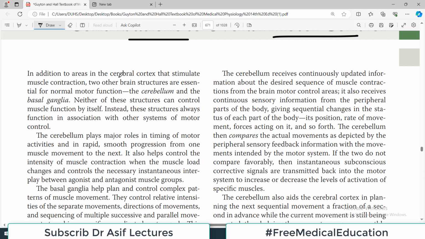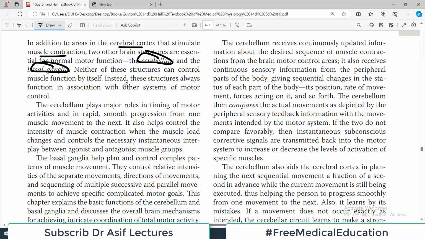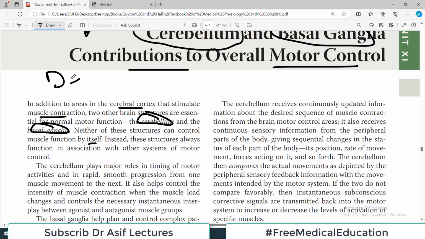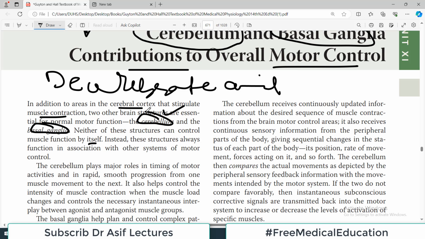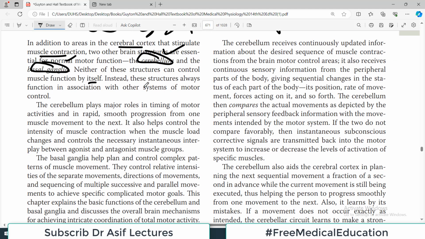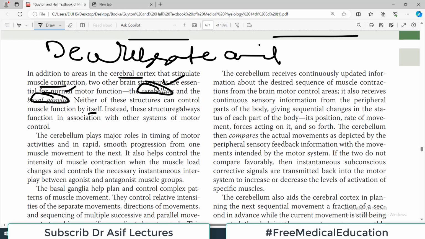In addition to the areas in the cerebral cortex that stimulate muscle contraction, two other brain structures are essential for normal motor activity, and these two important organs are the cerebellum as well as the basal ganglia. Neither of these structures can control muscle function by themselves, so they are accessory, associated motor areas. But if you remove the cerebral cortex alone, in decerebrate animals, then even with the cerebellum and basal ganglia present, the movements of the animal's body cannot happen properly. So it all works in concert. The cerebral cortex is needed, and then these are needed too.